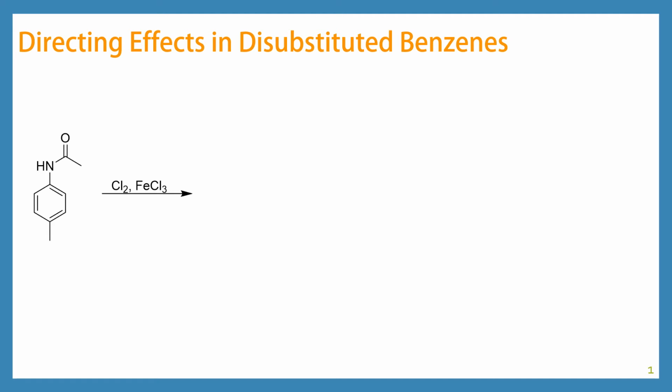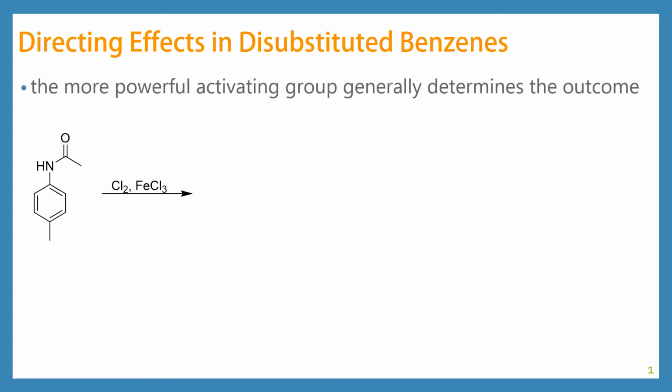In this video, we're going to discuss directing effects in disubstituted benzenes, so benzenes that have more than one substitution on them. The first thing that we need to know is that the more powerful activating group generally determines the outcome. So sometimes, like in the example below, you actually have two activating groups, and so the more powerful one is going to end up doing the deciding. If you have an activating group and a deactivating group, the activating group is going to win.